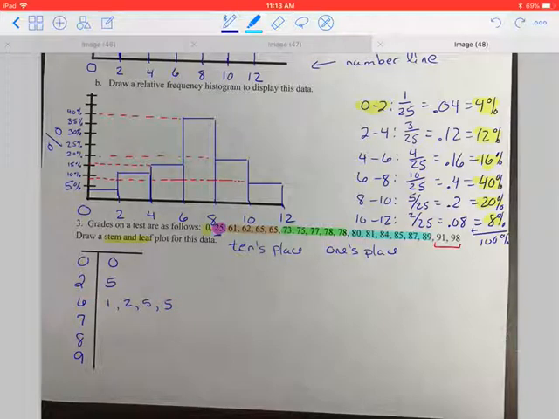All right, so if I move to my 70s, I've got a 73, 75, so I write a 5. Then I need a 7, an 8, and another 8. All right, for the 80s, I have a 0, a 1, a 4, a 5, a 7, and a 9. And then for the 90s, I have a 1 and an 8. All right, so this is how a stem and leaf is done. It's just kind of a nice way to see how your grades or your scores line out without putting them into like a frequency table or anything like that.